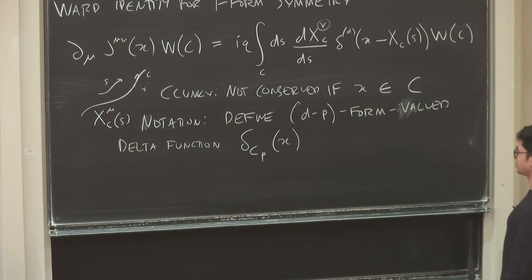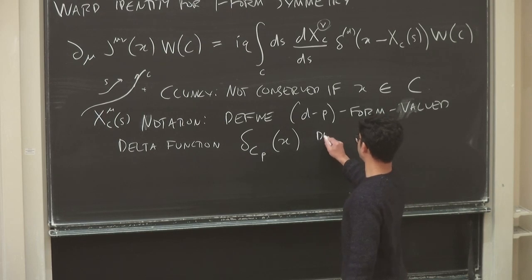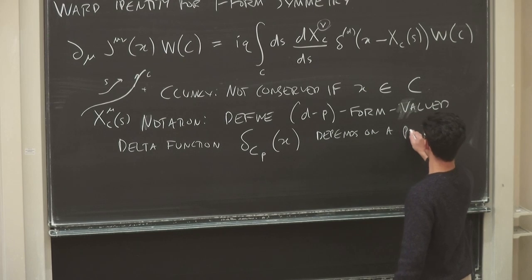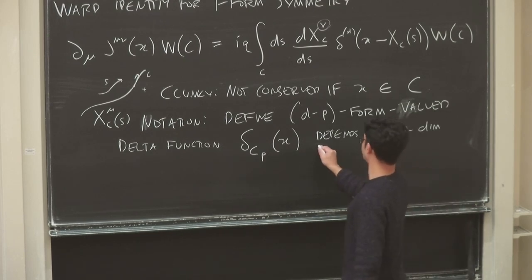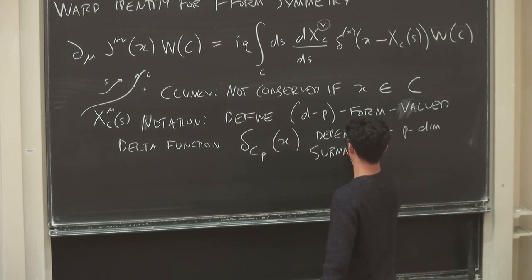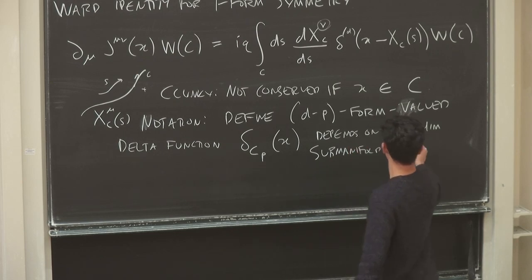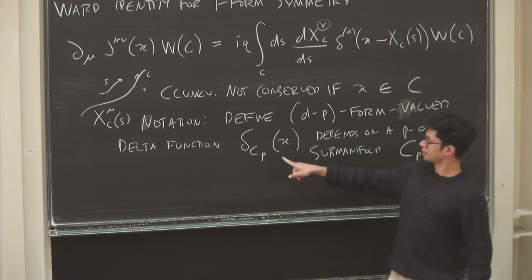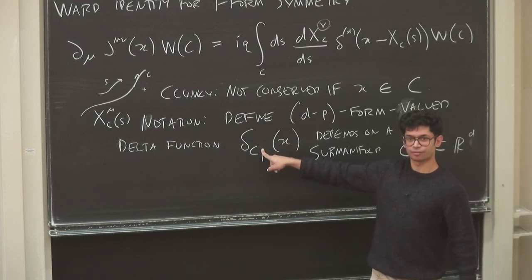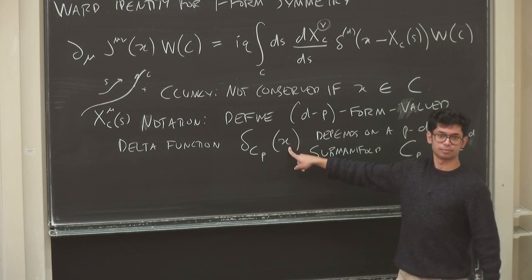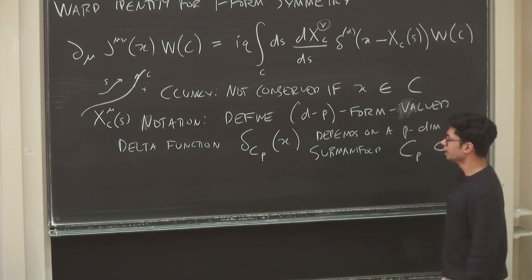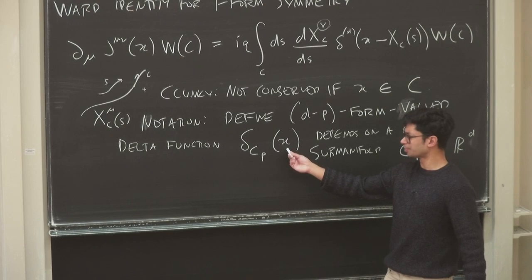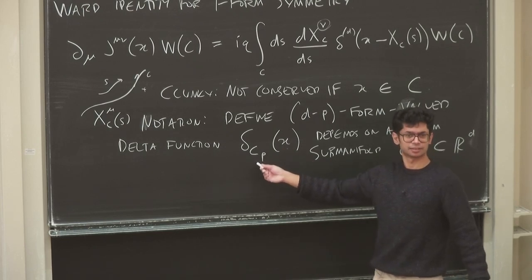So delta sub C sub p of x depends on a p-dimensional submanifold, C sub p, which is some subset of R^d. Okay? So it takes as input a p manifold, C sub p. It depends on x, which is in R^d. Okay? And basically, this thing is a delta function where x has support if x is on C_p. That's it. Okay, that's what this means.